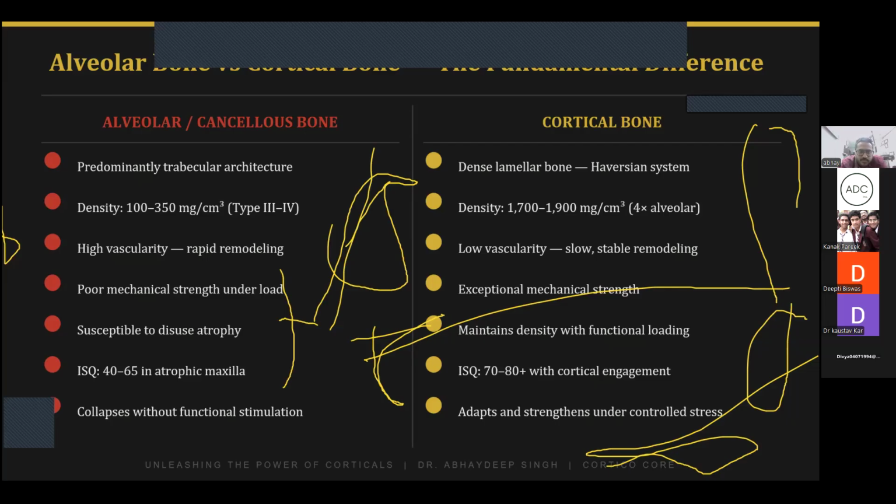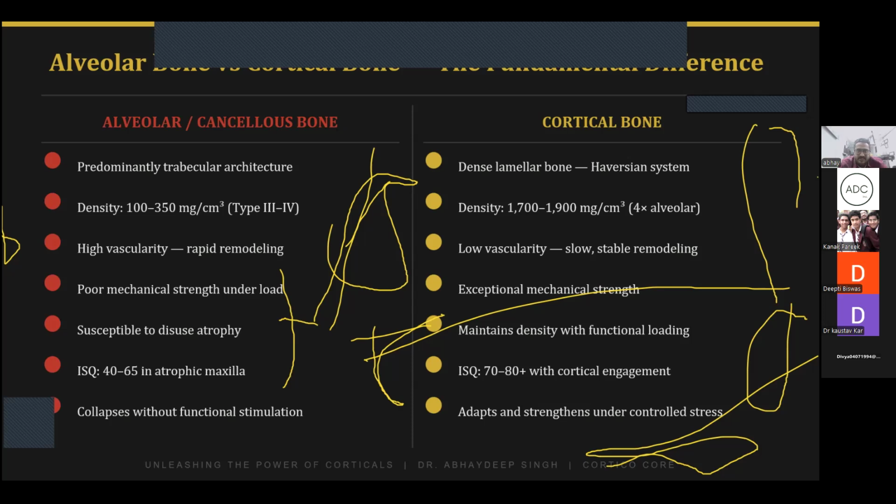The cancellous bone, being spongy and soft, has poor mechanical strength under load. It cannot withstand high forces. It cannot withstand high pressures. Cortical bone, being highly mineralized and dense, can take exceptional mechanical forces. You can only stand if there is cortical bone around your long bones. If there's no cortical around your long bones, you might not be able to stand, right? Your muscles and your corticals work synergistically to make you stand, and they make you walk.